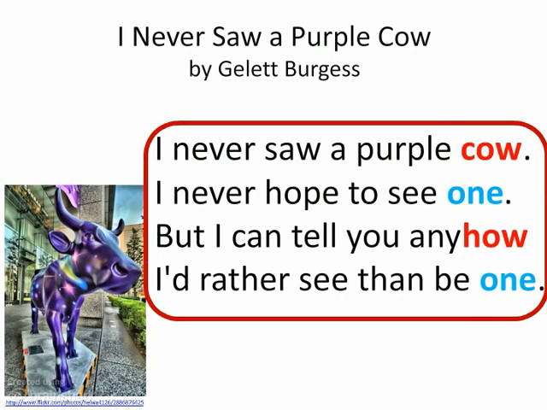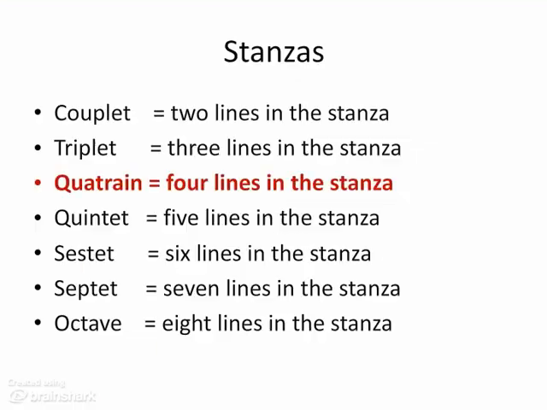So what is the stanza structure in the poem that we've been looking at? I never saw a purple cow, I never hope to see one, but I can tell you anyhow, I'd rather see than be one. Well, there are 4 lines in this one stanza, so I guess it's a quatrain. 4 lines in the stanza, a quatrain.